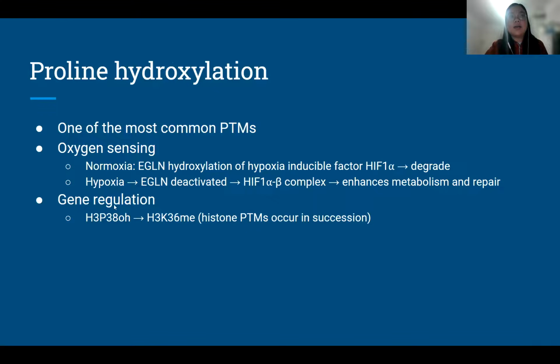There is another analogous situation that was previously studied, where the proline residue 38, upon being hydroxylated, will enhance the demethylation of lysine 36. So you can notice some kind of linkage between proline hydroxylation and lysine methylation.